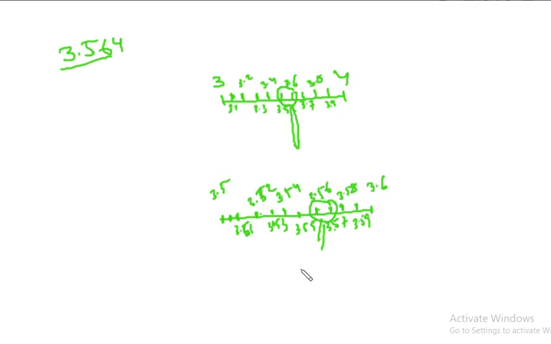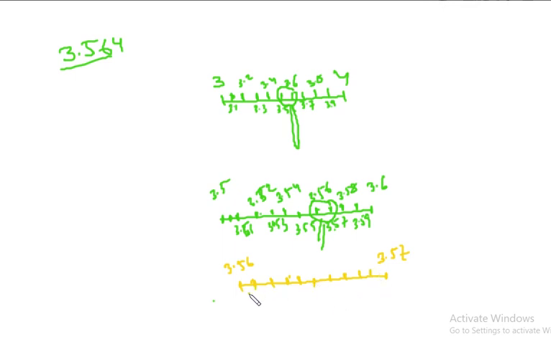So we again magnify this, and what we get? Let me change the color, for the purpose of refreshment. Here we have 3.56, and here we have 3.57, and we magnified this portion. So we will divide it into 10 portions, like 1, 2, 3, 4, 5, 6, 7, 8, 9, 10. So 10 portions.